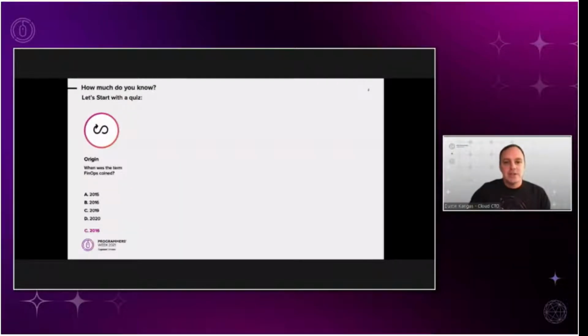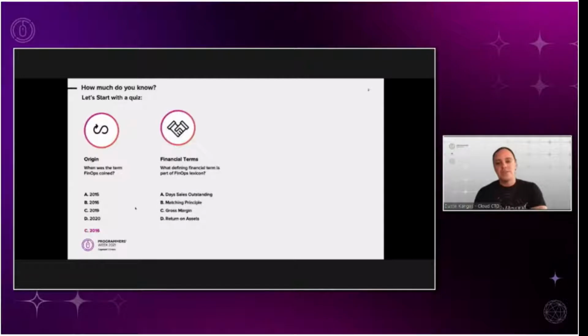So the next question coming up is, what are some of the financial terms that we use in the lexicon of FinOps? When we're talking about FinOps, what are some of the things that we're looking at? Is it day sales outstanding? Is it matching principle? Is it gross margin or return on assets? What are some of the defining financial terms for FinOps?